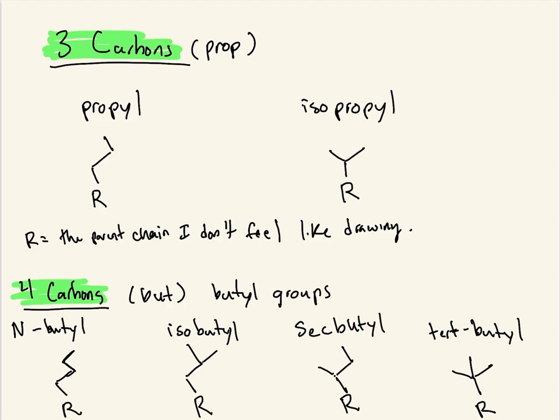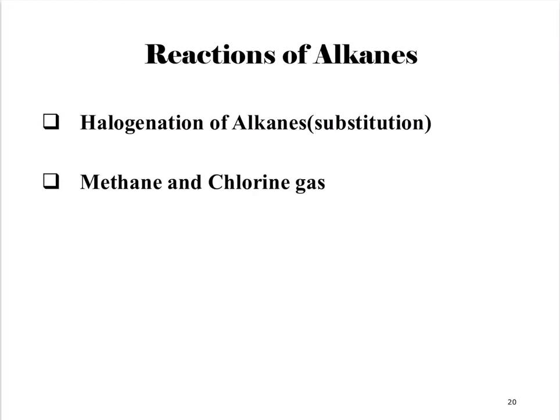All right, so then we're gonna get into our first organic chemistry reaction, the only one we have for alkanes. This is called the halogenation of alkanes. It's a substitution reaction, right? So substitution.